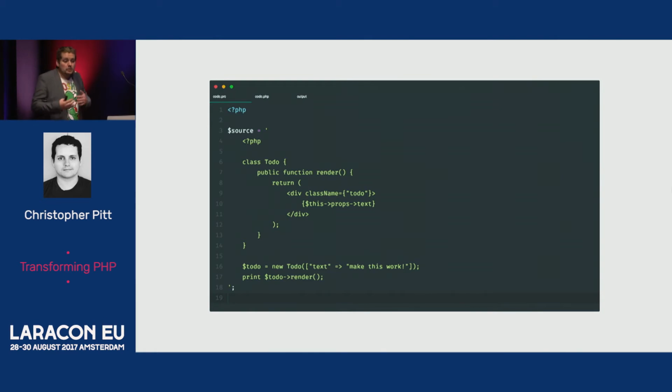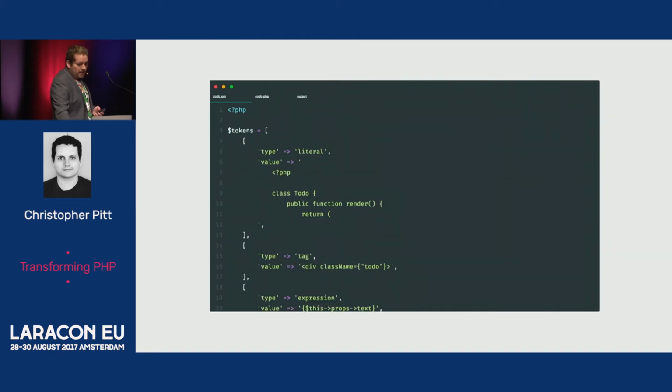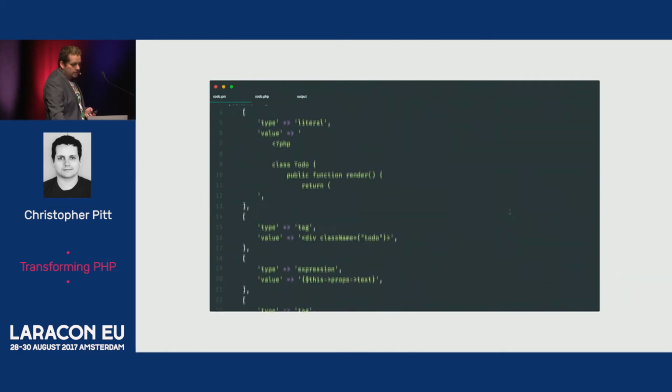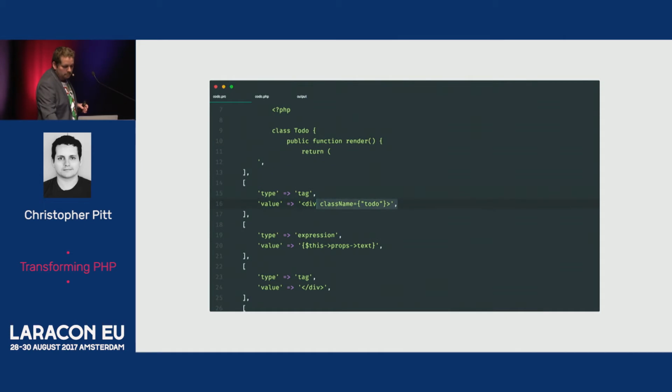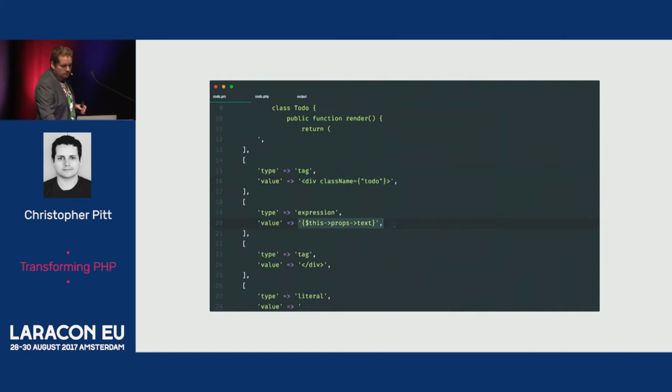In order to get a compiler to work with this, we need to first split it up into a list of meaningful, important bits or tokens. They might take the form of something like this, where we have, to begin with, just some literal text, because we don't want to rewrite the whole PHP language. The stuff that's just ordinary PHP, we can literally write from one syntax into another. But then we get to the important bits, like opening tags, and nested expressions, and closing tags.